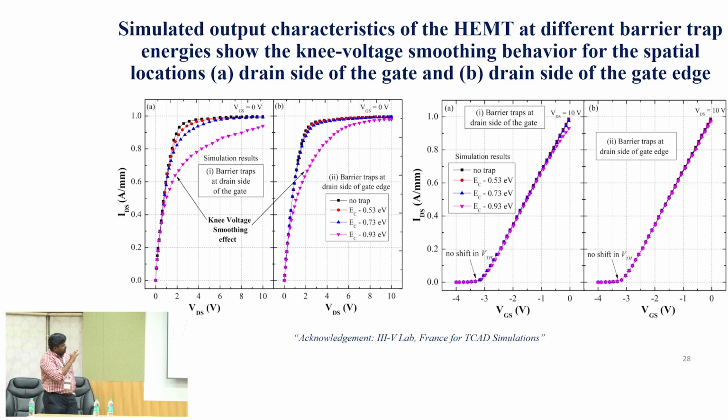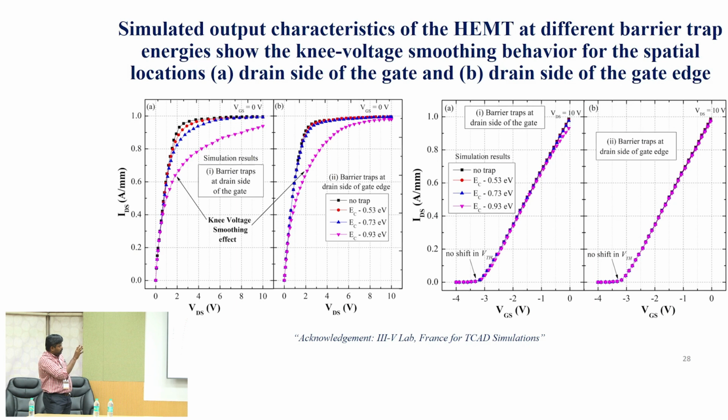There are 4 combinations. The first one is barrier traps under the drain side of the gate edge, and the drain side under the gate. In both these conditions, when the trap is at a deep level, EC minus 0.93, there is a clear knee voltage smoothing effect. This may indicate that there is a creation of some deep level acceptors in the barrier layer. That may be smoothing the transition from the ohmic to the saturation region, and it is not affecting the transfer characteristics. This is just to understand what the mechanism may be.